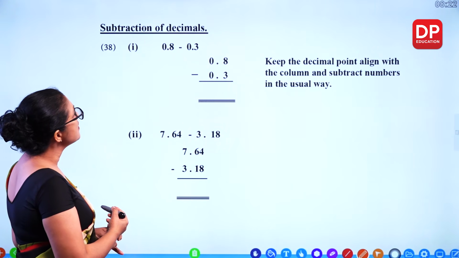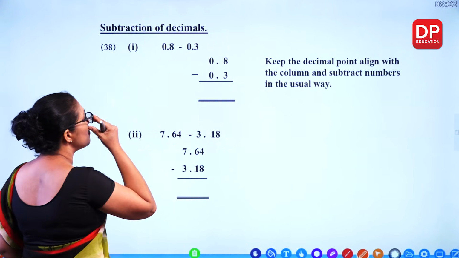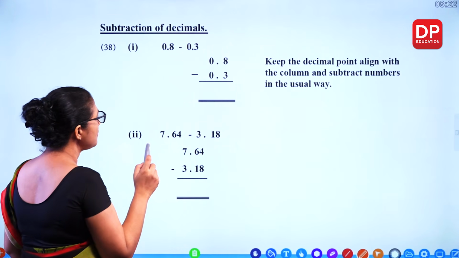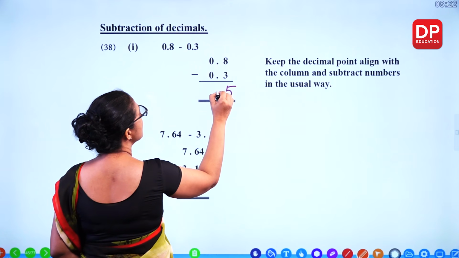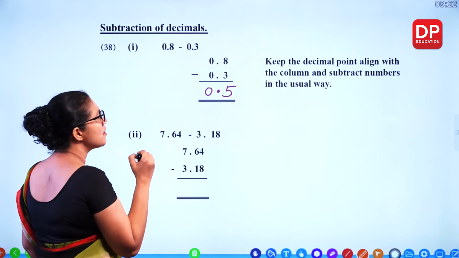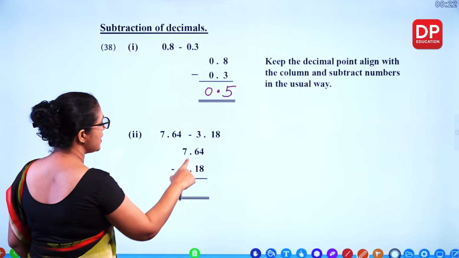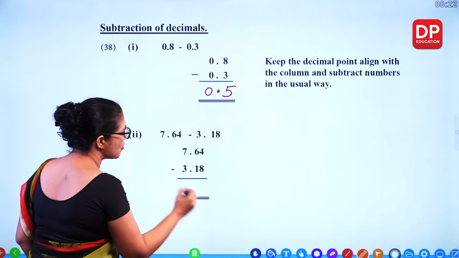0.8 minus 0.3. So same thing. You write in a column so that the decimal point is aligned in a column. Now subtract. 8 minus 3, you get 5. So 0.5. This one 7.64 minus 3.18. So write in a column and just subtract.